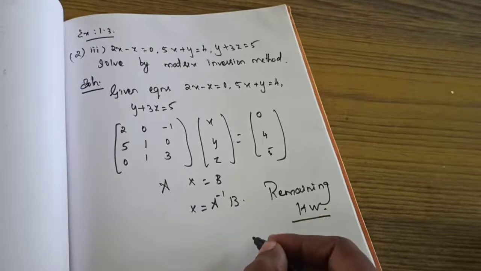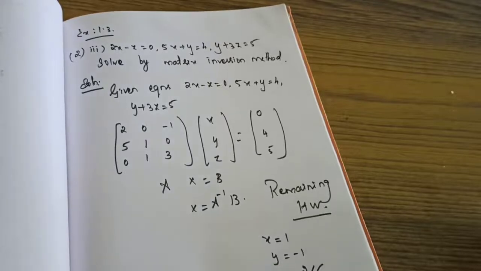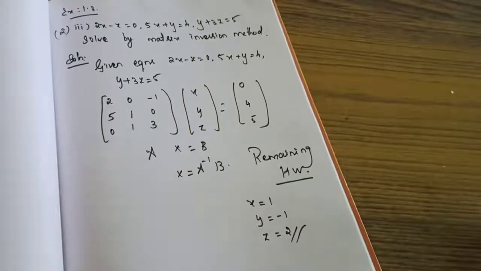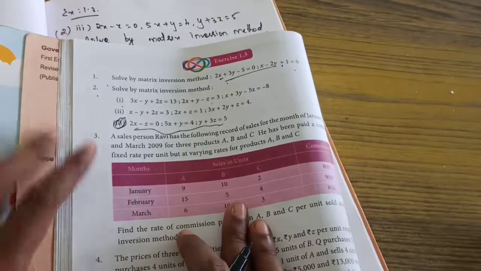I am saying the answer. After finding, you will get x as 1, y as minus 1 and z as 2. Okay. This is the answer for this question. Complete it and check the answer. Okay. Take your book, students.